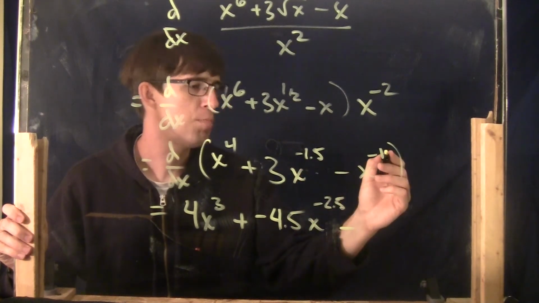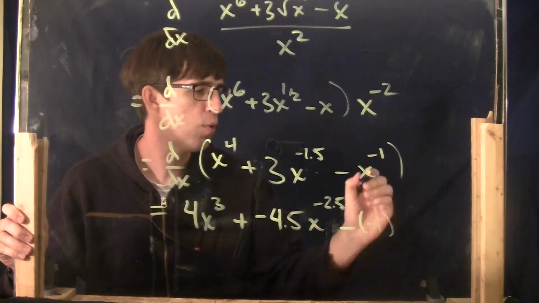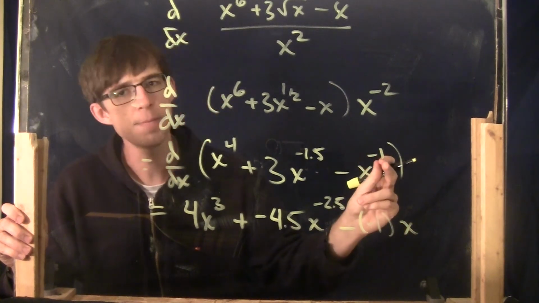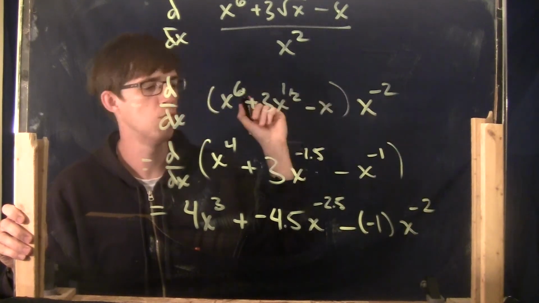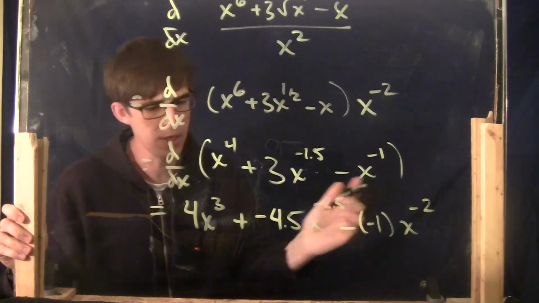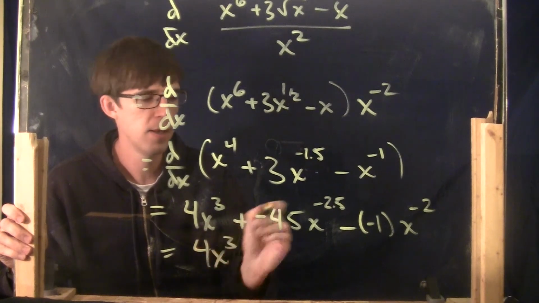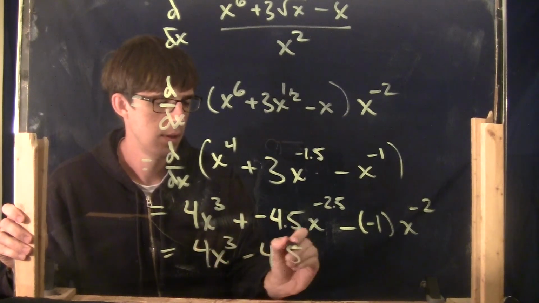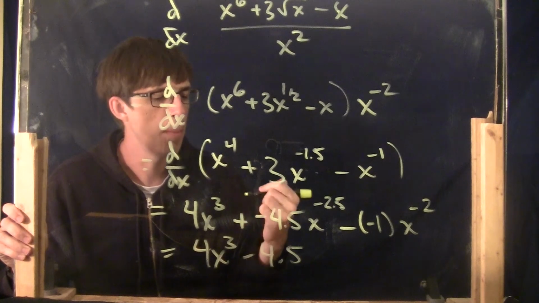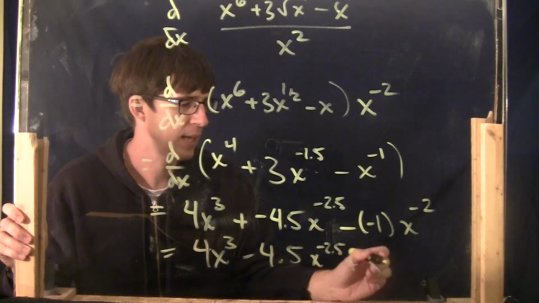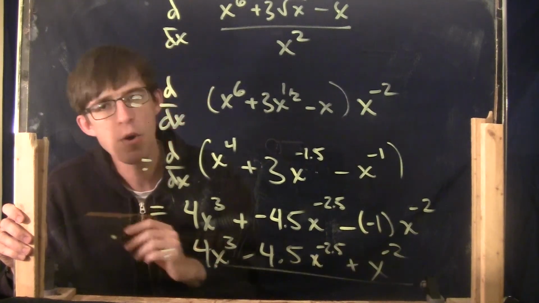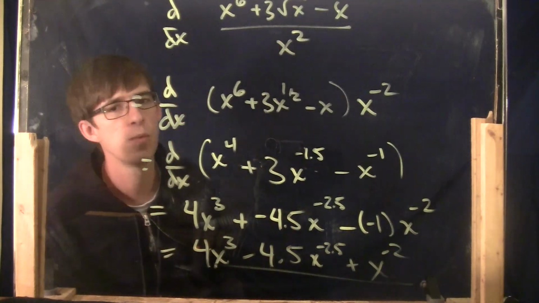And then minus, you bring the exponent down, so it's negative 1 times x, and then the new exponent, you subtract 1. Negative 1 minus 1 is negative 2. All right, that's the answer. It's written a little strange. If you want to clean this up a little bit, I don't really care, but it's like this: 4x cubed minus 4.5x to the minus 2.5 plus x to the minus 2. There you go. That's the derivative of this weird thing up there.